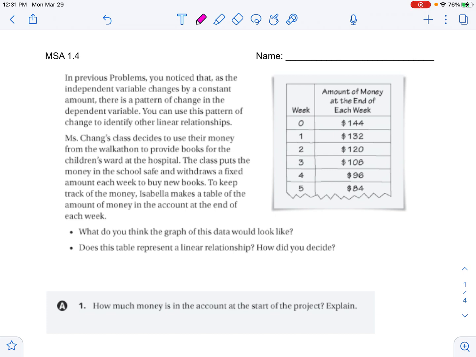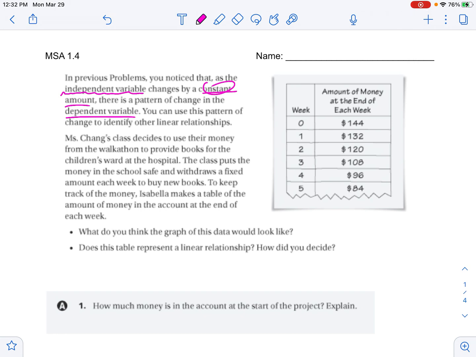So in previous problems, you noticed that as the independent variable changes by a constant amount, okay? So that's the pattern you kind of see. As you look for different things, you see how much it's changing each time, and if it changes a steady amount, or the same amount, we're calling that a constant amount. So there's a constant pattern of change in the dependent variable. So you can use this pattern of change to identify other linear relationships.